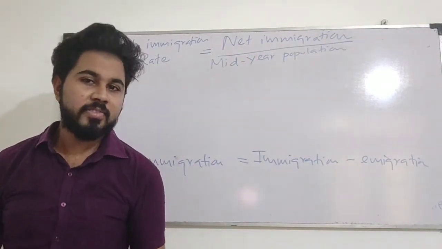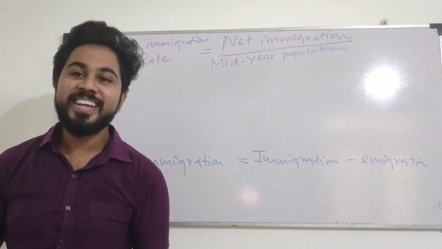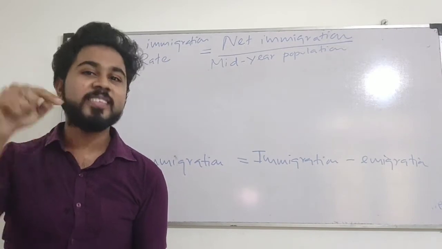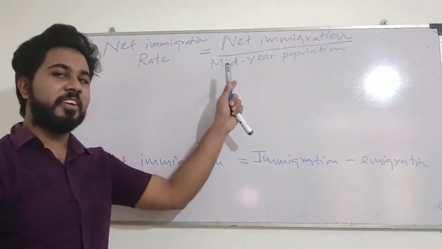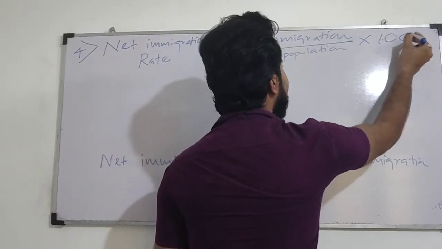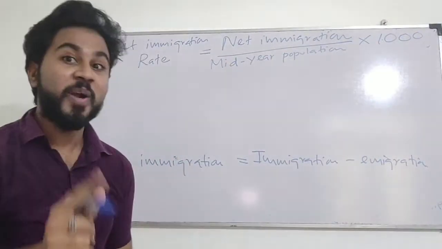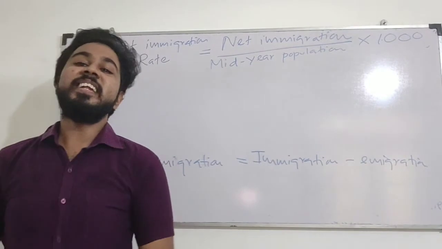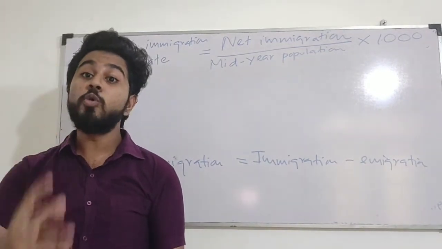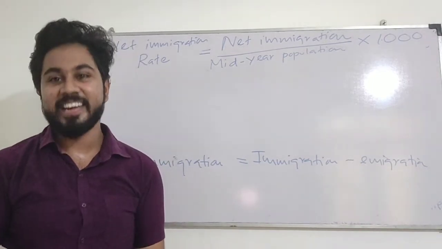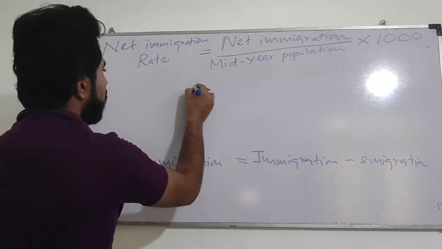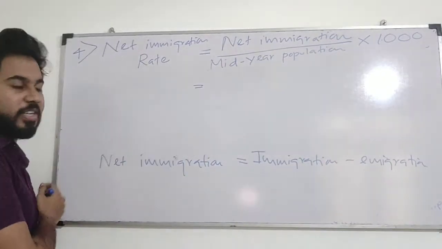So if you divide net immigration by mid-year population, what is the meaning of the answer? How many net immigrations happen per each person in the country? That is the meaning of this. If we multiply this by 1,000, now what is the meaning? How many net immigrations happen per each 1,000 persons in the country? Clear? Right, nice.